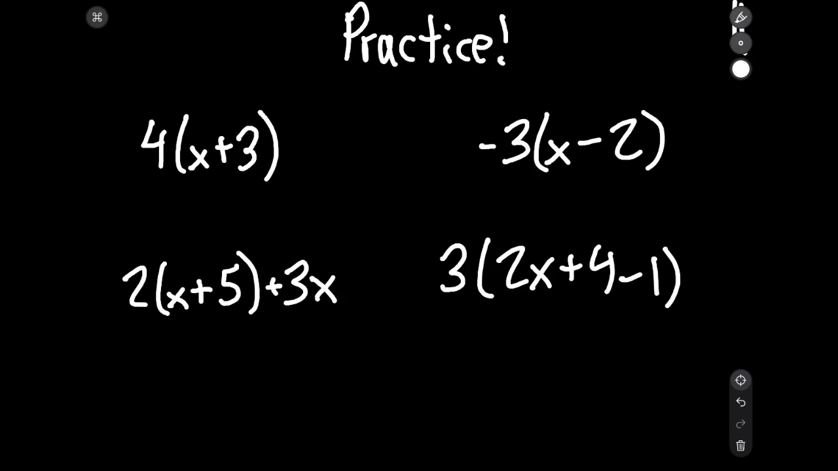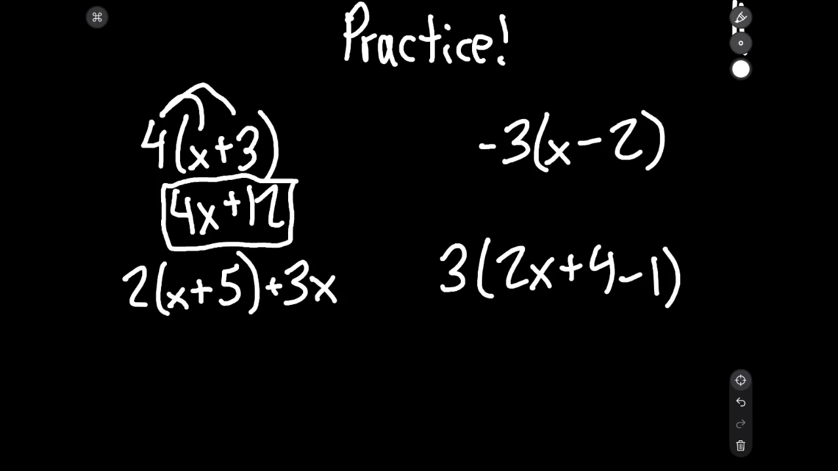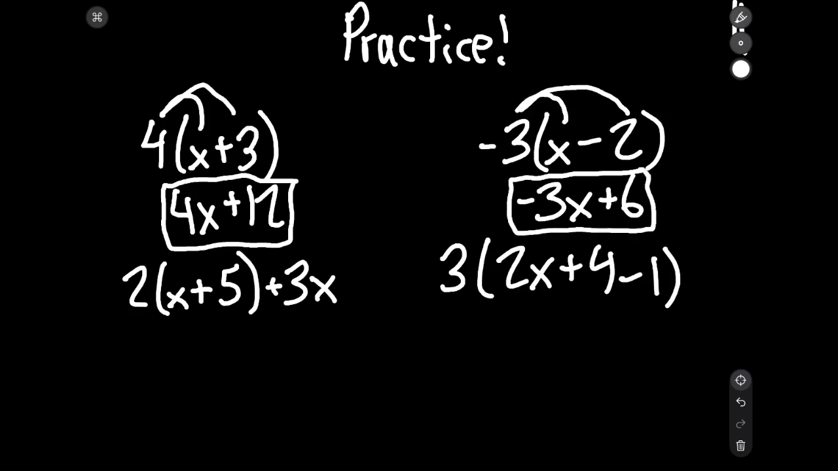Okay, let's check. For the first one, we must distribute 2 to x plus 3. So we get 4x, and then distribute it, plus 12. That's our first answer. Our next one, we must distribute the negative 3 to x and negative 2. So negative 3 times x is negative 3x, and then negative 3 times negative 2 is positive 6. So negative 3x plus 6.